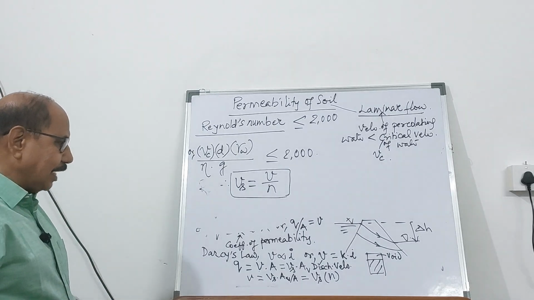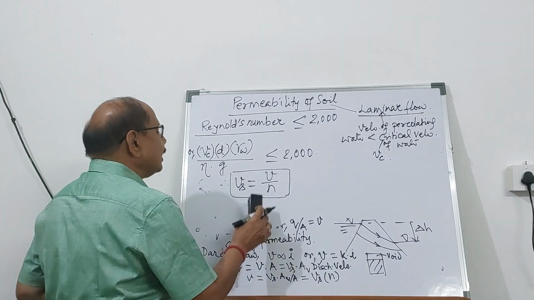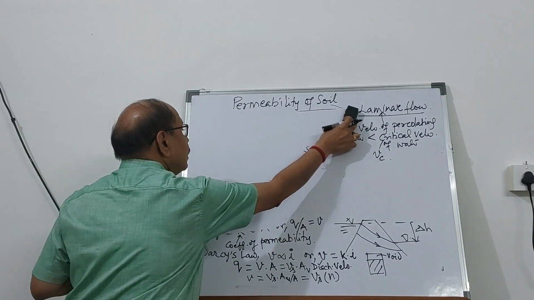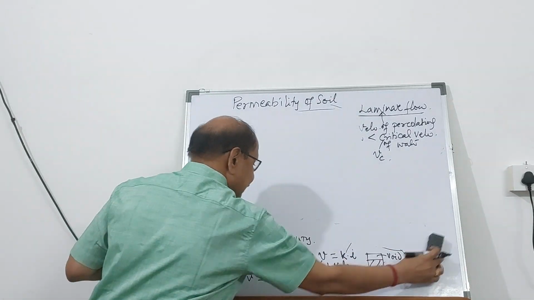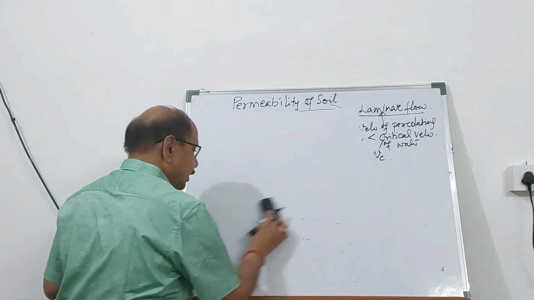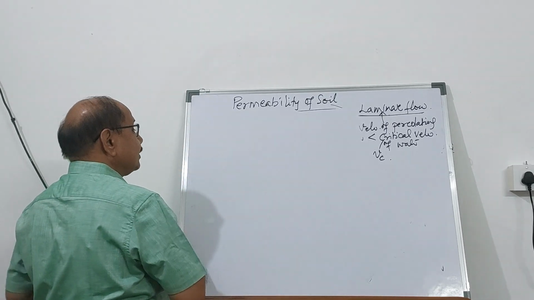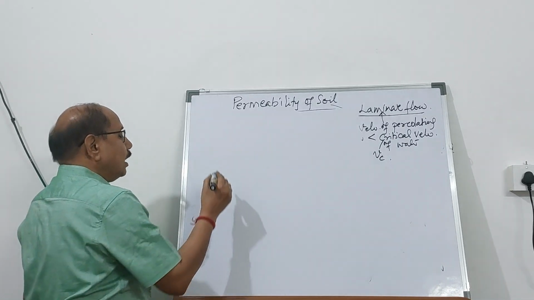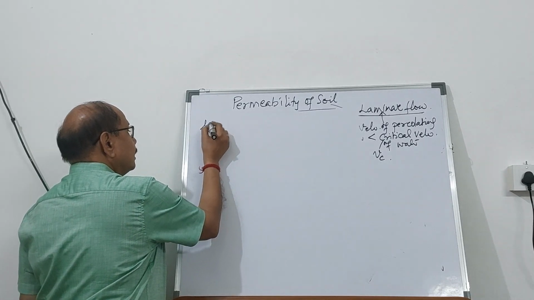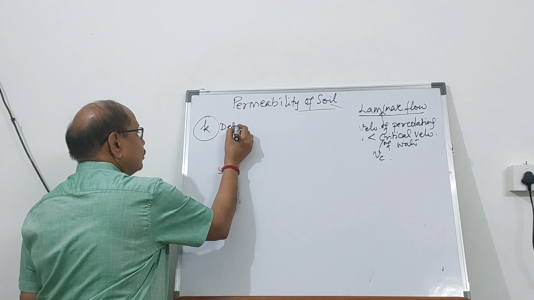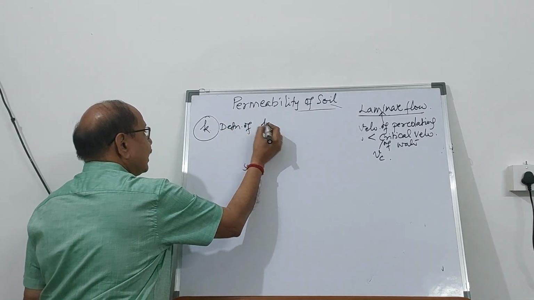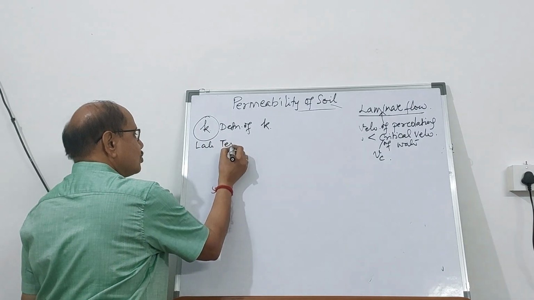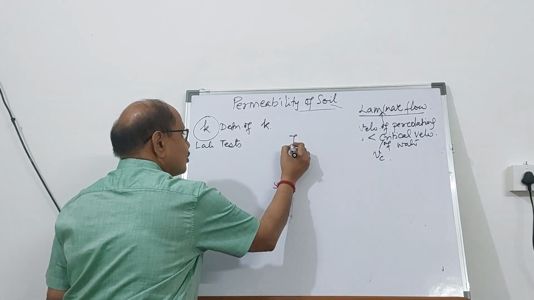Now look here that V equals K into i. So for any soil mass, we would be interested in finding out the coefficient of permeability. So to find out the coefficient of permeability K, determination of coefficient of permeability K. You have got laboratory tests, you have got field tests.